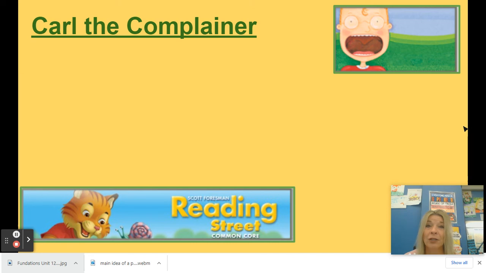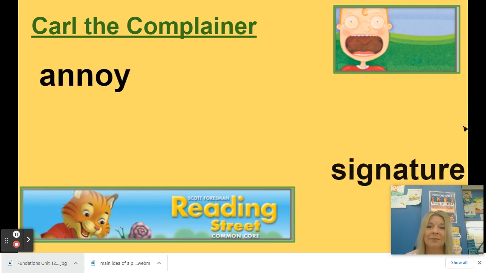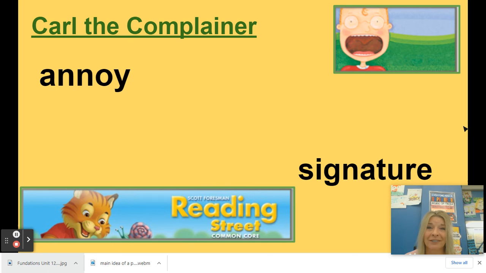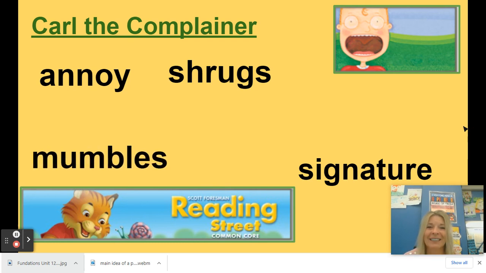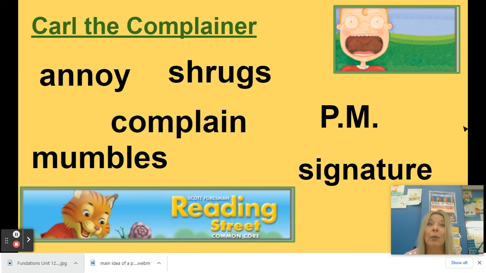Let's repeat these words again before you do a little reading in your green reader. So this time when they show up, let's say them together. Are you ready? Here we go. Annoy, signature, great job. Shrugs, go ahead and do that with your shoulders. Mumbles, PM, and complain, which goes right in with our story.